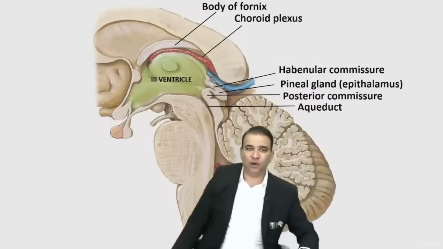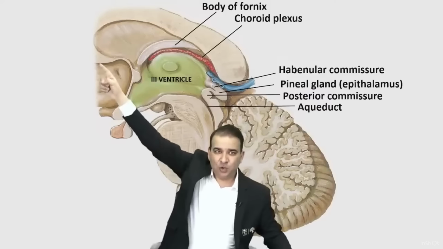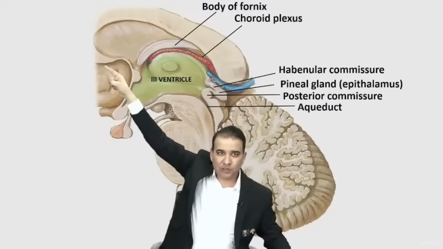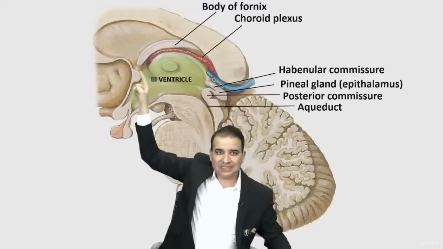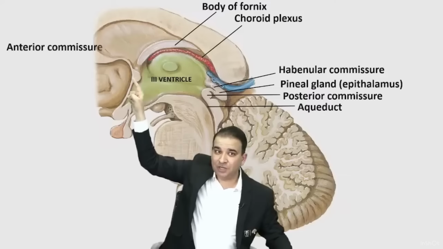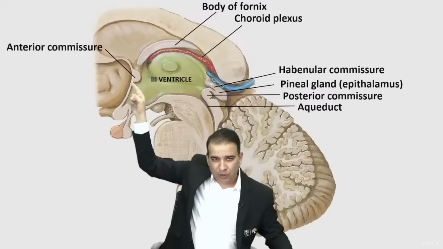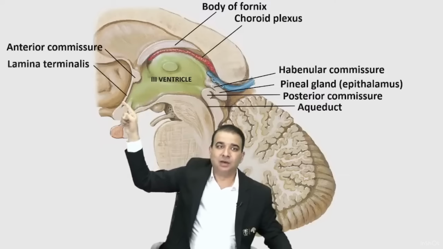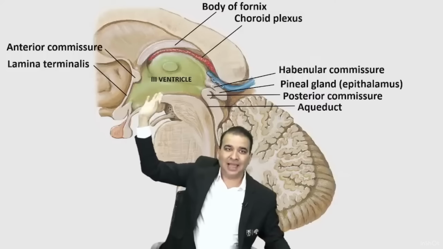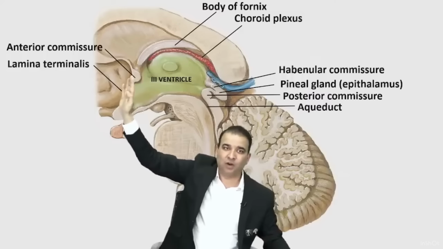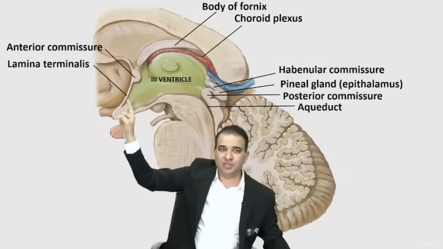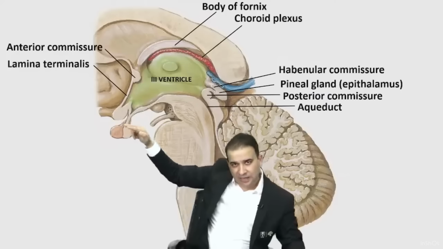Now the anterior wall of the third ventricle. Look at this. That's the genu and that's the rostrum of the corpus callosum. Now below the rostrum of the corpus callosum, there is another commissure called the anterior commissure, guys. And below the anterior commissure, we have the lamina terminalis. So they are both forming the anterior wall of the third ventricle. Mainly there are two things forming the anterior wall: the anterior commissure and the lamina terminalis. And then comes the floor.